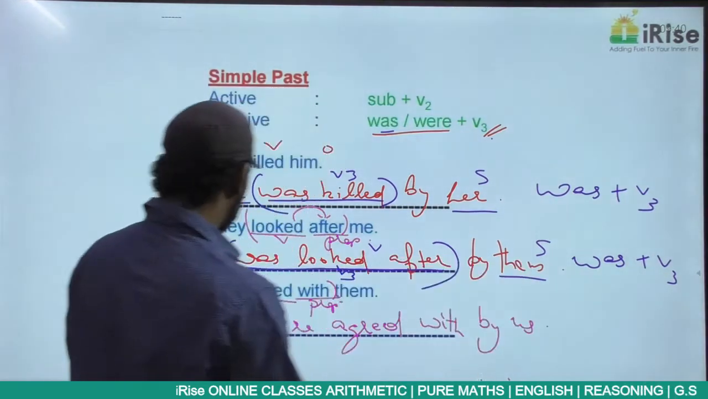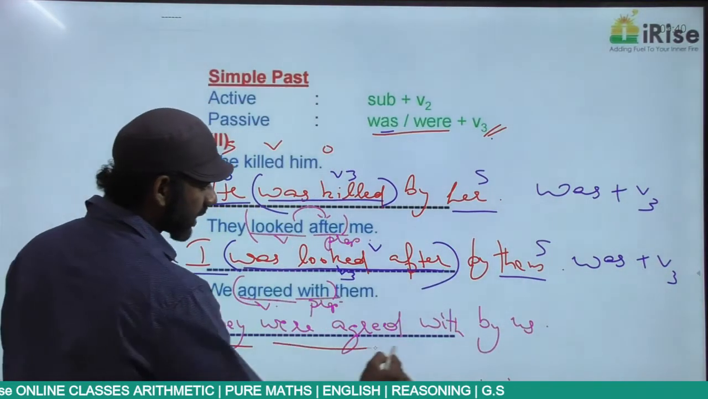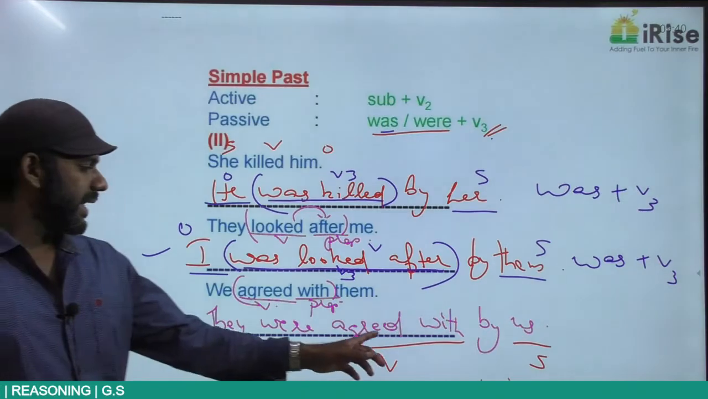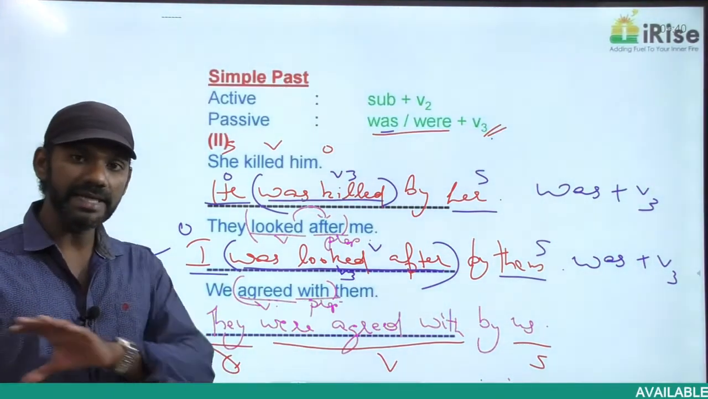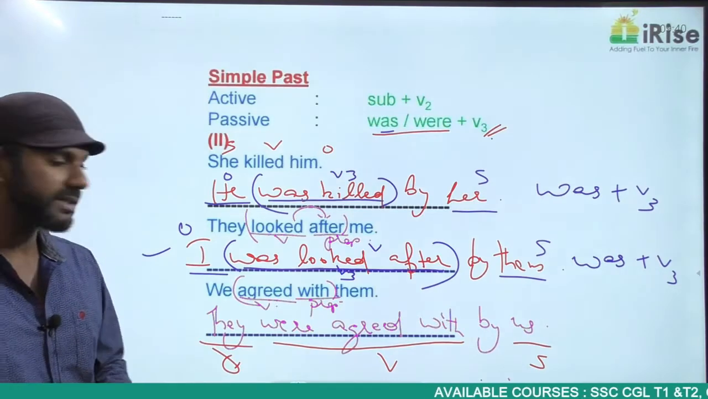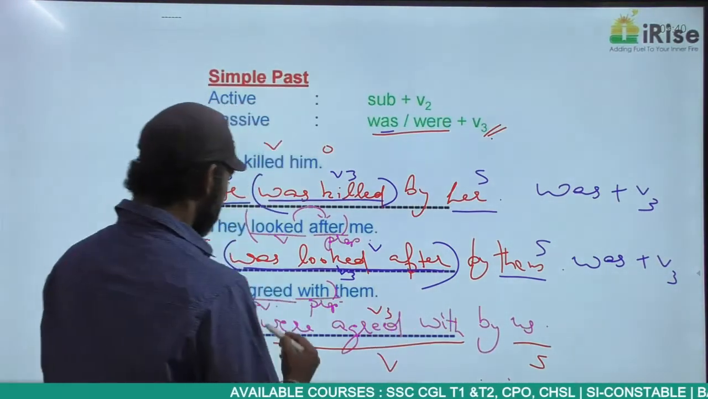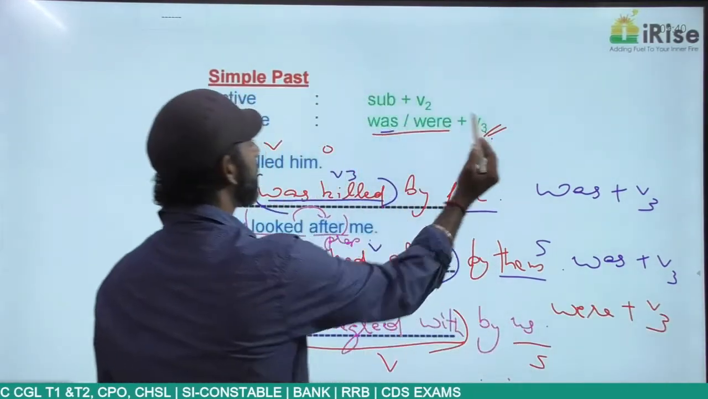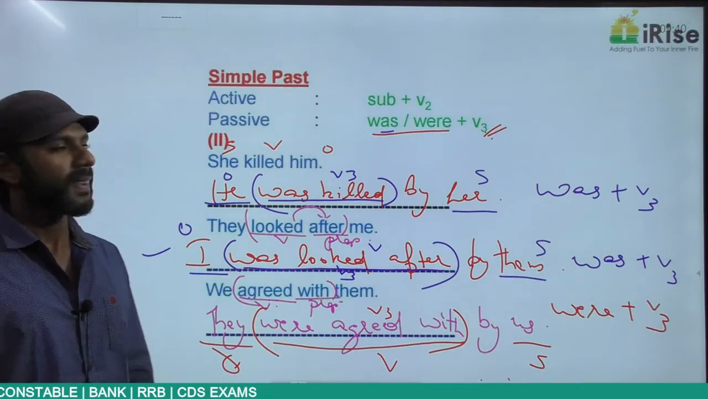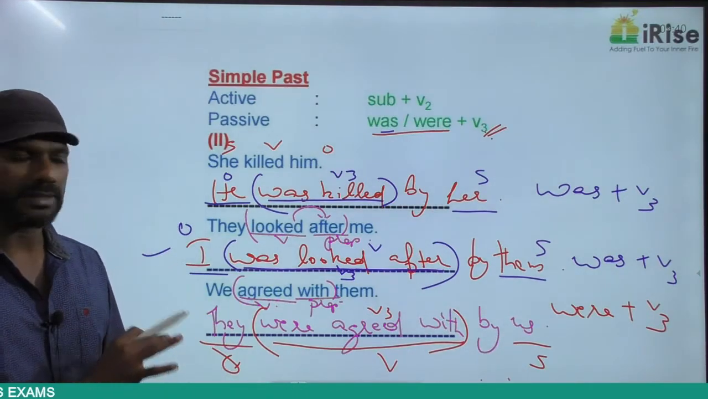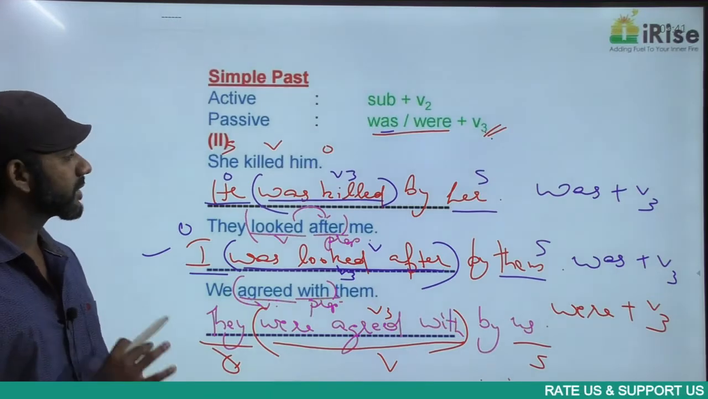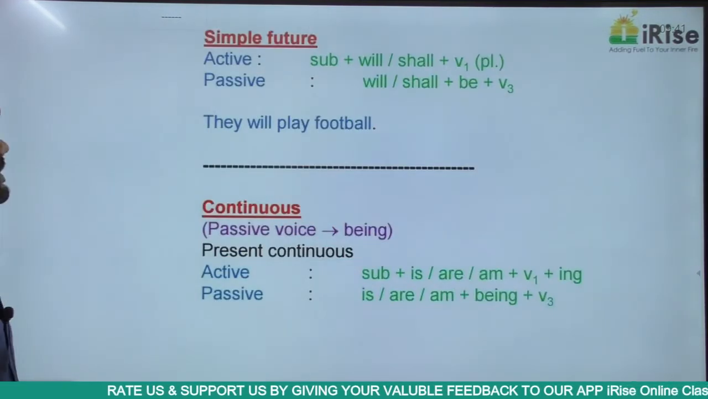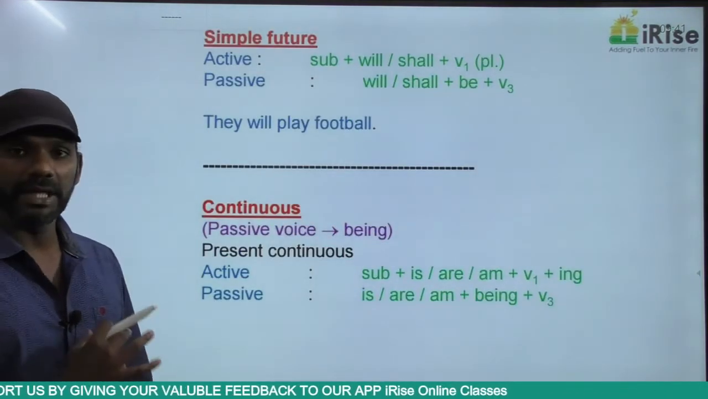Passive voice. The pronoun they is the object here. Were agreed with is the verb here. Us is the subject. Object, verb, subject: passive voice. Agreed is both V2 and V3. Agree, agreed, agreed. In this statement, agreed is the V3 form because the sentence is in the passive voice. So, were agreed with is were plus V3, and were plus V3 is simple past, passive voice. So, the simple past in the active voice and the passive voice: active voice is subject plus V2, passive voice is was or were plus V3. Clear?